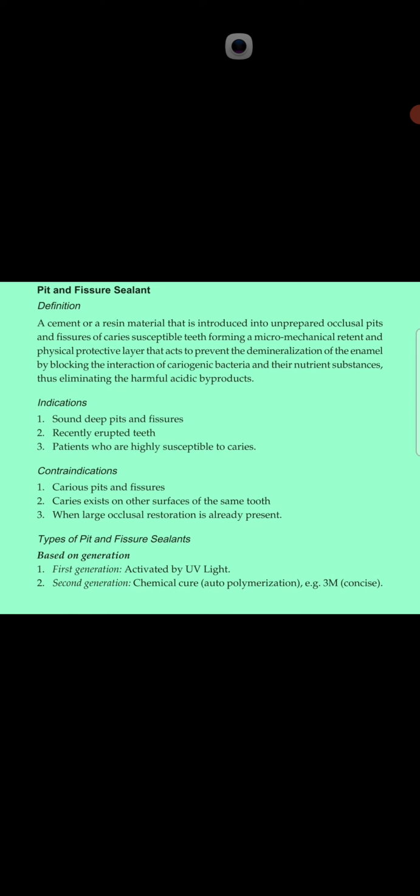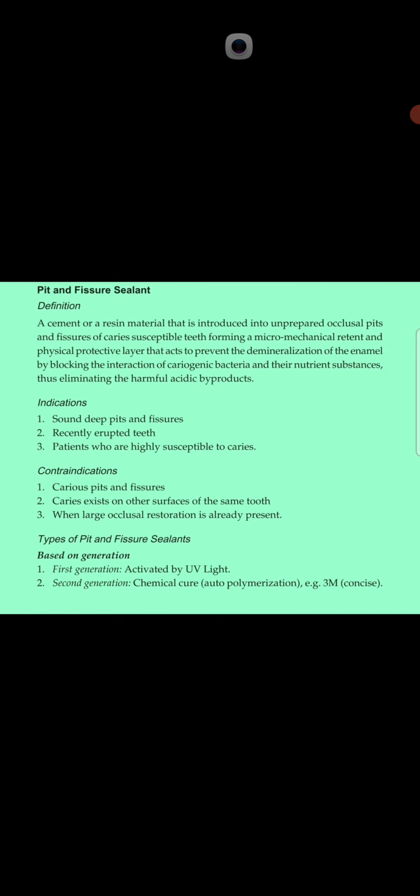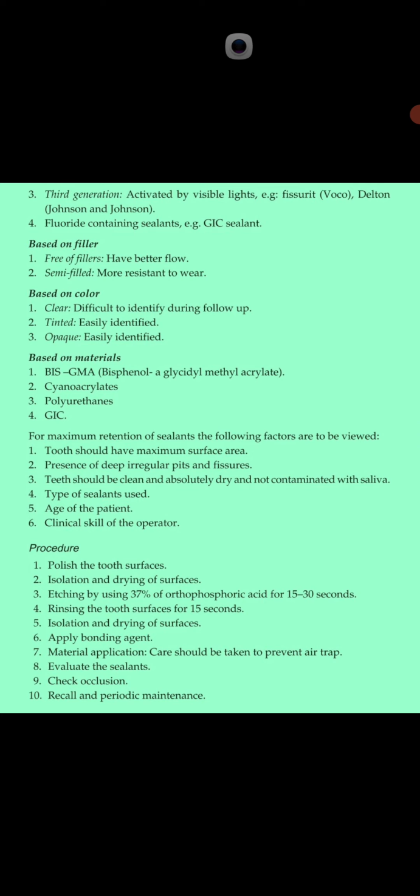and second generation is chemical cure or autopolymerizing pits and fissure sealant. The fourth generation is the fluoride containing sealant such as GIC sealant, and this MCQ also came. The fluoride containing sealant is GIC sealant.